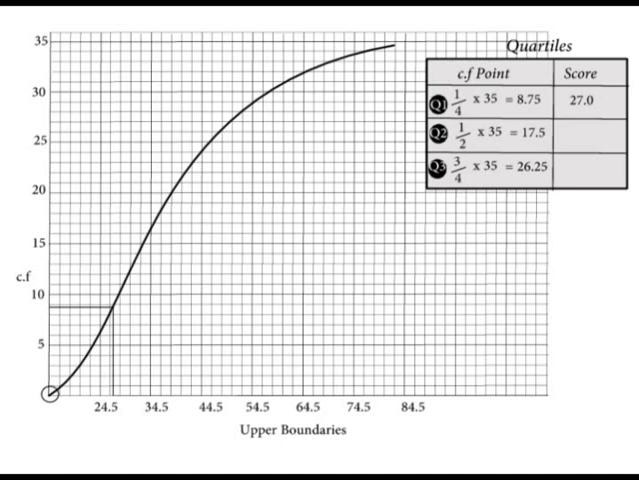Q2, or the median, corresponds to a cumulative frequency of 17.5. Draw that line to meet the curve, go down and read the value. It's 35.5. Q3 corresponds to 26.25. We draw that line to meet the curve and go down. We read the value again. The difference between Q3 and Q1 is called the interquartile range.